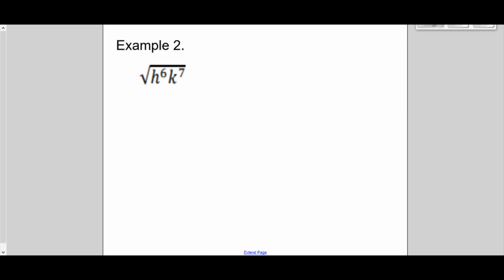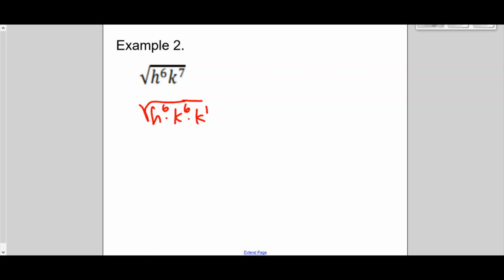So example 2, we have h to the 6th times k to the 7. H to the 6th is even, and then the 7 is odd. So we're going to do like we did in the first example. Since 6 is already even, we're going to leave it. So it's going to say h to the 6th. K to the 7, we're going to reduce that by 1. So it's going to be k to the 6. That makes it even. But we have to account for that 1 that we reduced it by. So we're going to have to put k to the first. And this is all multiplication.